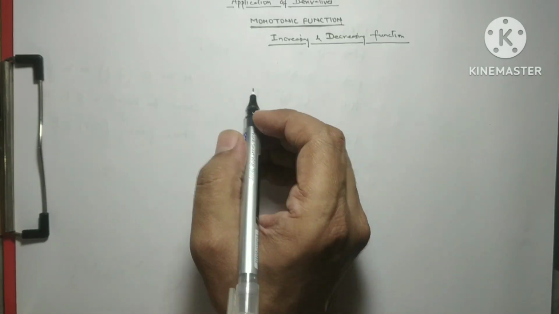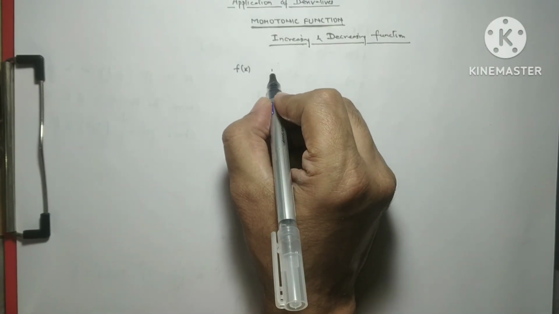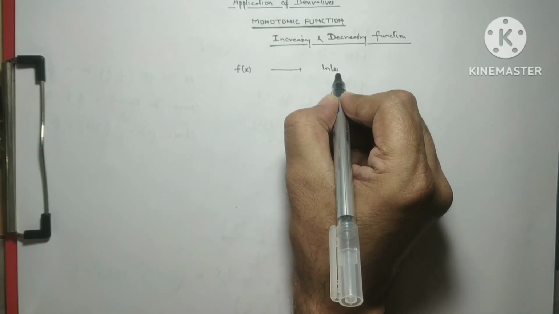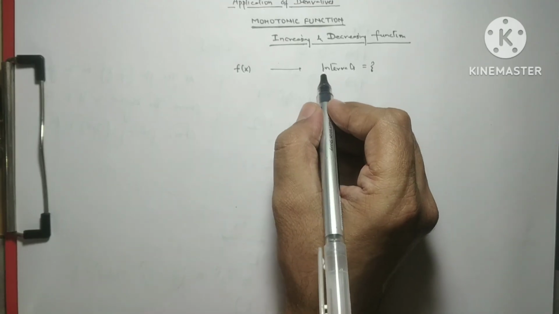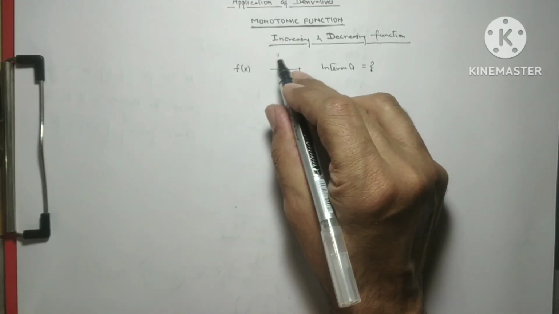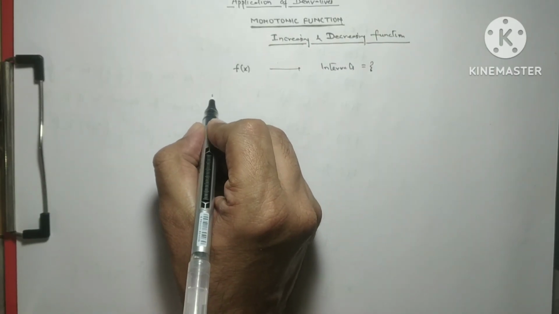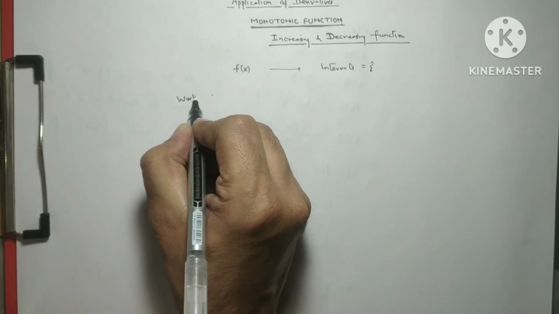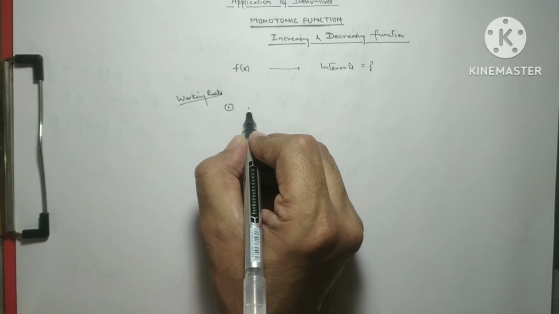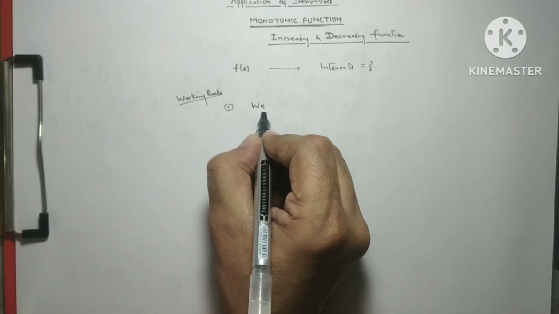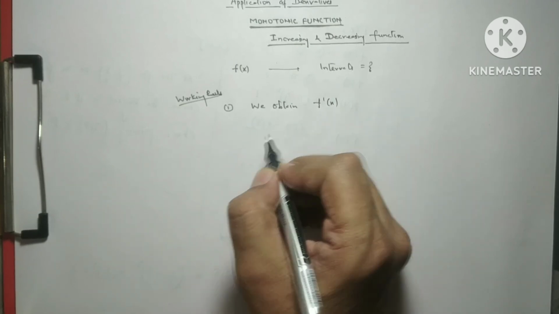So right now we are taking the question. We have a function, and we want to collect the intervals at which the function f(x) is increasing or decreasing. So for getting this, first the working rule is: number 1, we obtain f dash x, the first derivative.